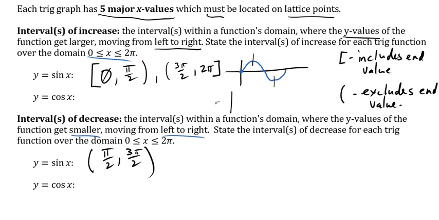Okay, what about cosine? So cosine looks like this. It starts flat, at like a turning point, but then it's decreasing from there. So it's going to start at 0. And how long is it decreasing until? Pi. Until pi. And then it's increasing from pi to 2 pi.